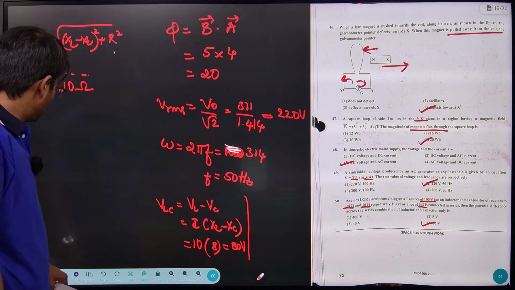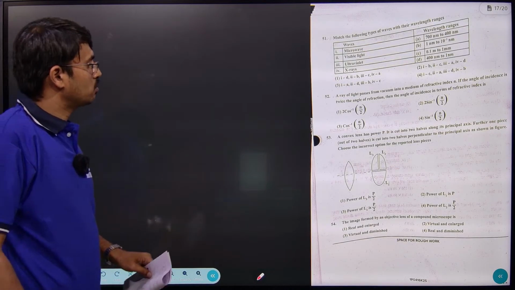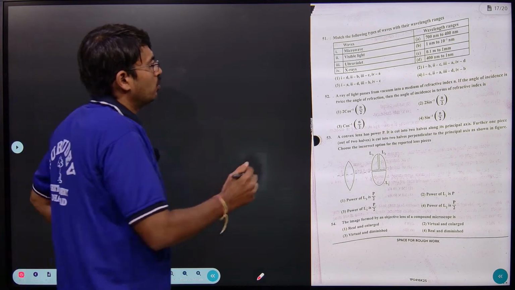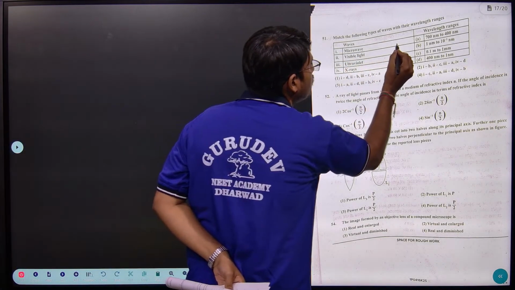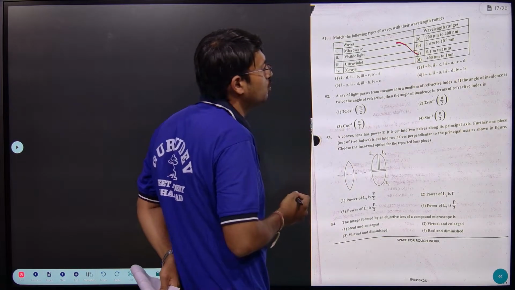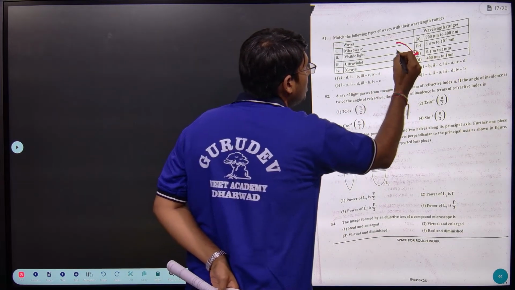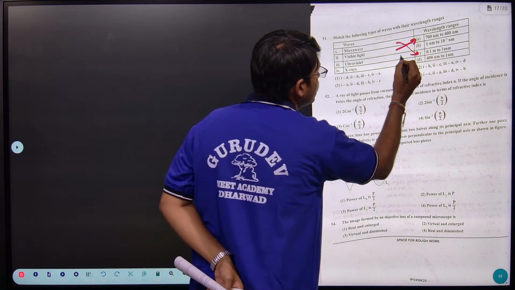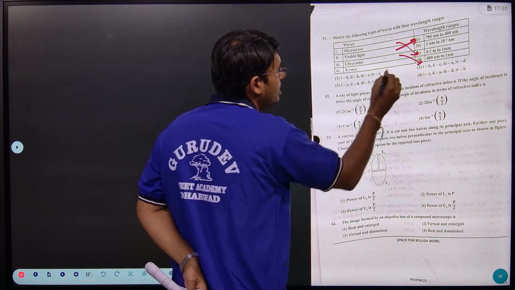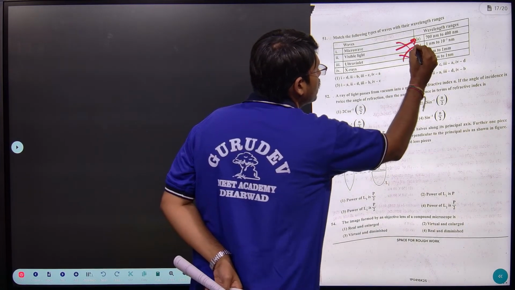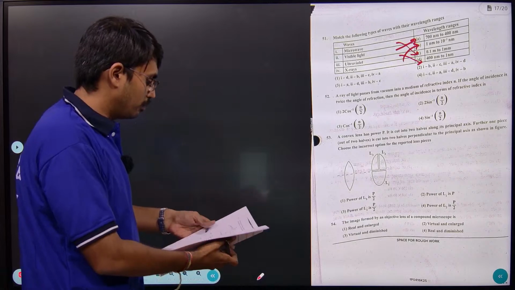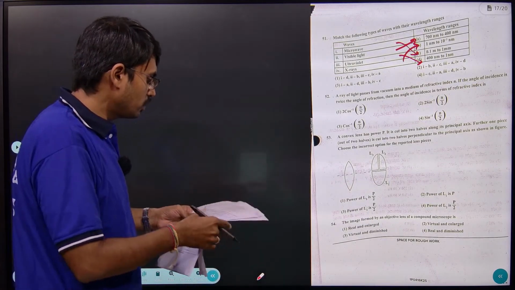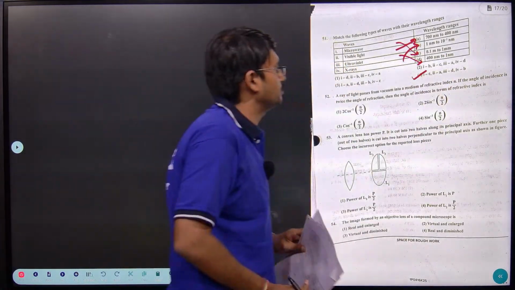Now we'll go on to question number 51. It is a typical board level question. The microwave wavelength range is 0.1 meter to 1 millimeter, visible is 700 nanometer to 400 nanometer, ultraviolet is 400 nanometer to 1 nanometer, and X-ray is 1 nanometer to 10 power minus 3 nanometer. So which is the right answer here? Option 4 is the right answer.